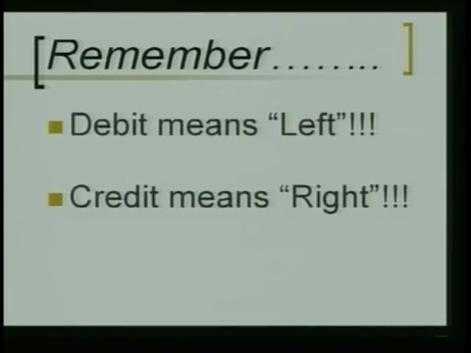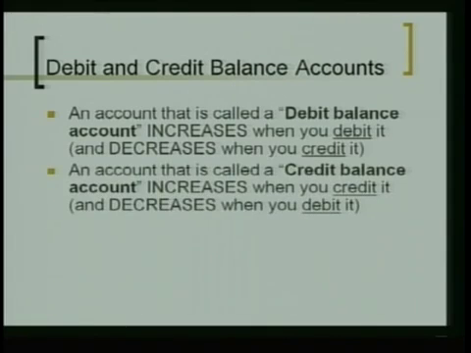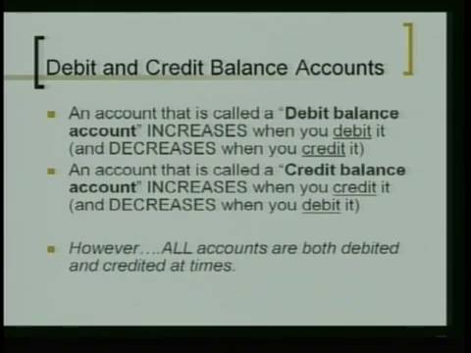Last time, just to review real quickly, we talked about debit being the left side of the T account, correct? Credit is the right side of the T account. An account called a debit balance account increases when you debit it and decreases when you credit it. A credit balance account increases when you credit it and decreases when you debit it. All accounts are debited and credited at times. We just need to know whether they're increasing or decreasing. Which accounts are debit balance accounts? Which accounts are credit balance accounts?